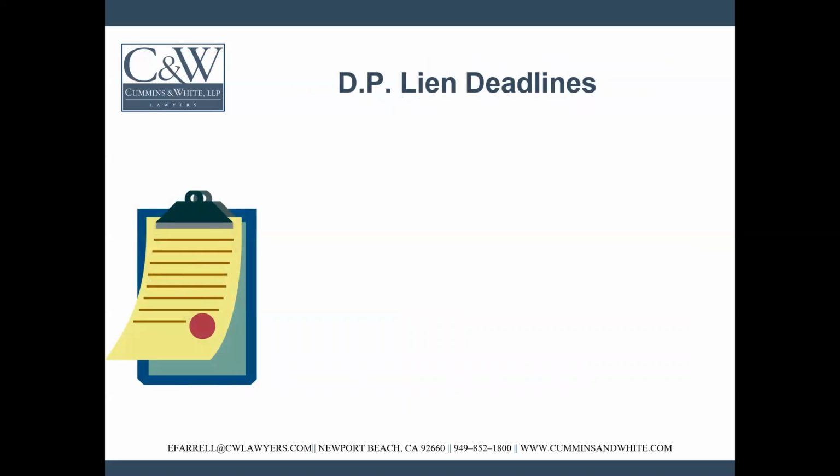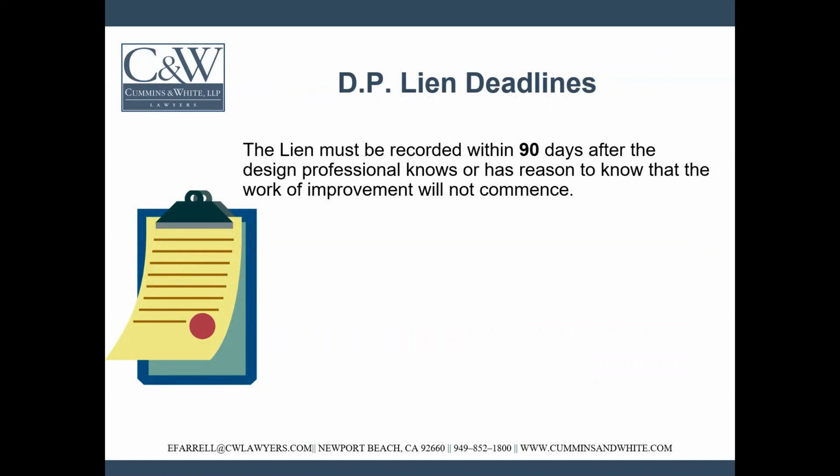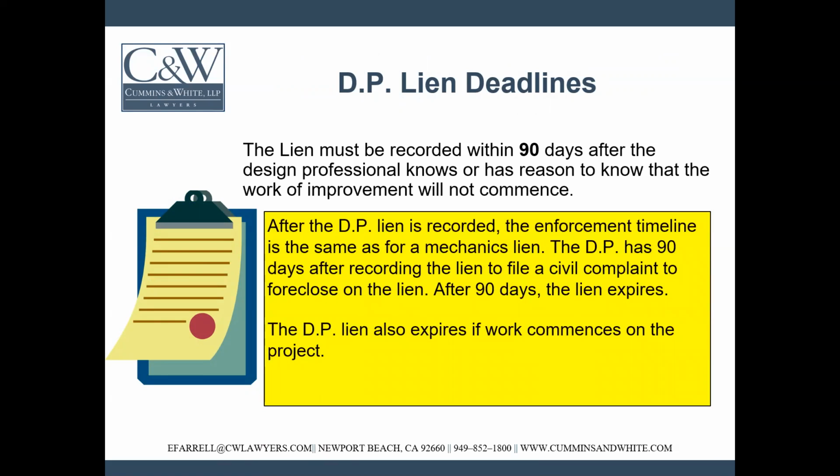Once the lien has the proper information and the conditions for enforcement are met, there are certain deadlines that must be met. The most important is that it must be recorded within 90 days after the design professional knows or has reason to know that the work of improvement will not commence. And then, of course, once the lien is recorded, the design professional has 90 days after recording to file a civil complaint to foreclose on the lien. The 90 days is a tight deadline and it cannot be extended, because then the lien will expire if the lawsuit's not filed and the design professional still is not paid.